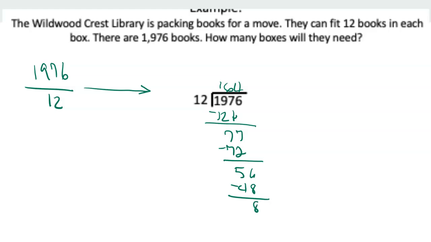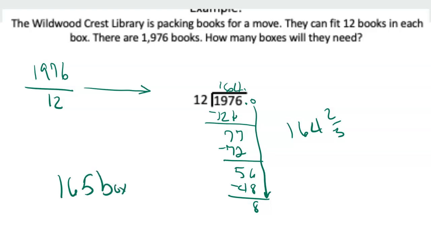So now I have to look back at the question, because I could write this as 164 and 8/12, which simplifies to 2/3. I could put a decimal point in, add a 0, and keep dividing and see if it goes in equally at any time. But in this case, I don't need to do either of those things, because the question is how many boxes will I need? Well, if I had 164 boxes, I would still have 8 books left over. So in order to fit those 8 books into another box, I would need to buy 165 boxes.